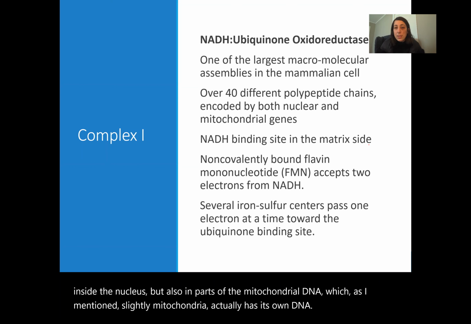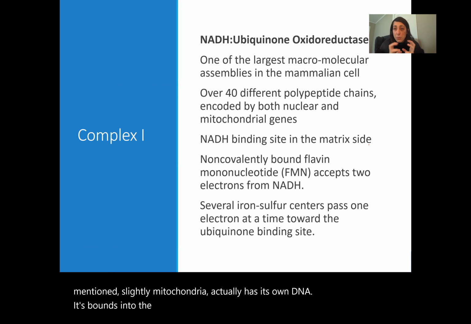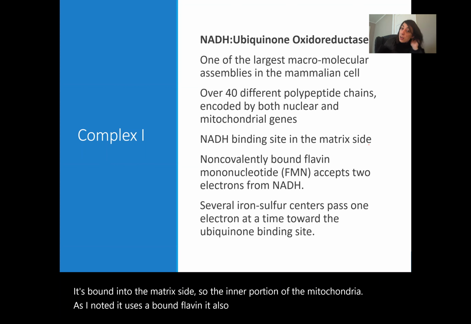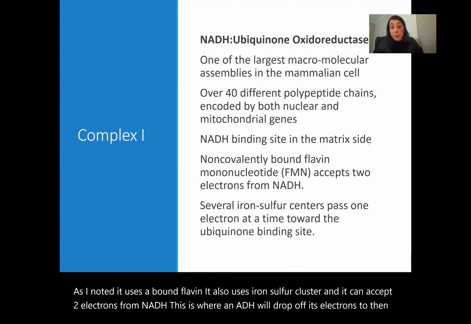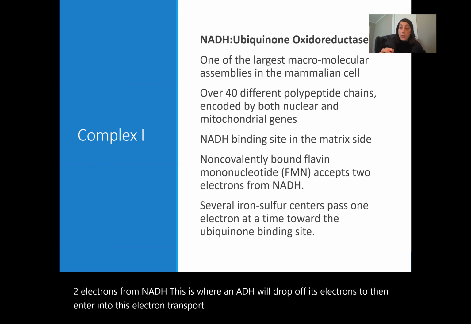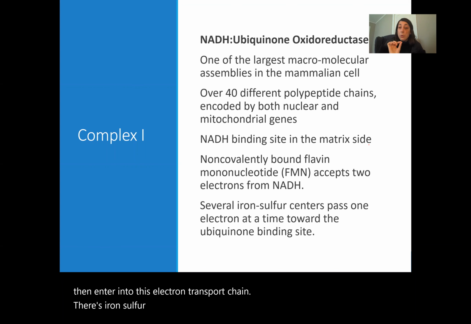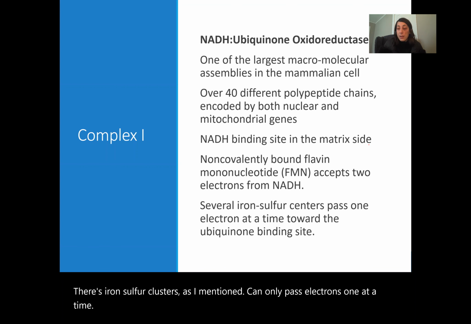It's bound into the matrix side, so the inner portion of the mitochondria. As I noted, it uses a bound flavin. It also uses iron sulfur cluster, and it can accept 2 electrons from an NADH. This is where NADH will drop off its electrons to then enter into this electron transport chain. Those iron sulfur clusters, as I mentioned, can only pass electrons one at a time through this complex.